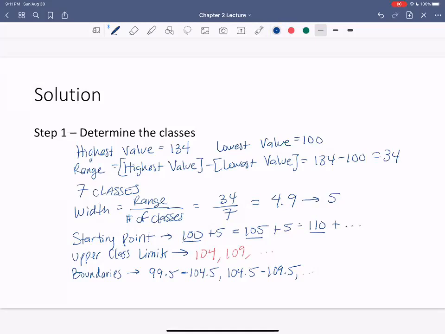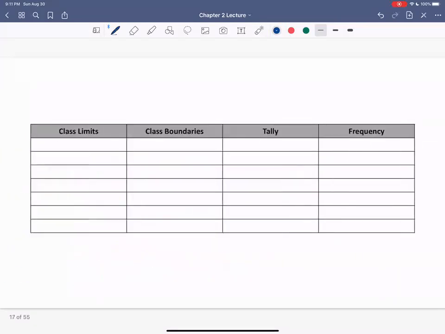So let me get to what our table looks like. So here's what we have. We have class limits, class boundaries, the tally marks, and then we're going to do a frequency. This is our group frequency distribution table. So first is our class limits.